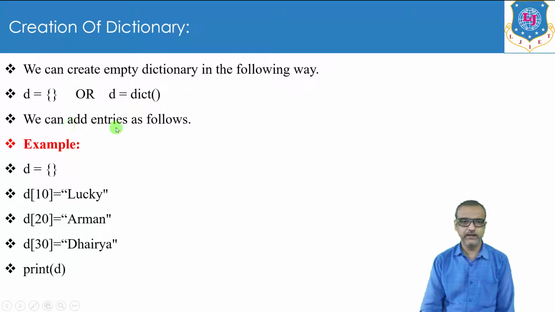We can add entries as follows. For example, D equals to, say, this is an empty dictionary. Now in this empty dictionary, we are assigning the key value pairs. D of 10 equals to lucky. So in key 10, we will have value lucky. Similarly, D of 20 equals to Arman. So in key 20, we will have value Arman. Similarly, D of 30 equals to Darya. So in key 30, we will have value Darya. If we print D, what will be the output?